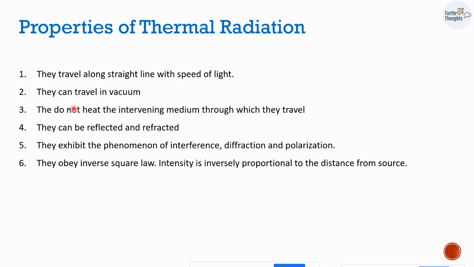The third one is they do not heat the intervening medium through which they travel. The fourth one, they can be reflected and also refracted. They exhibit the phenomena of interference, diffraction, and polarization. They obey inverse square law, meaning the intensity is inversely proportional to the square of the distance from the source.